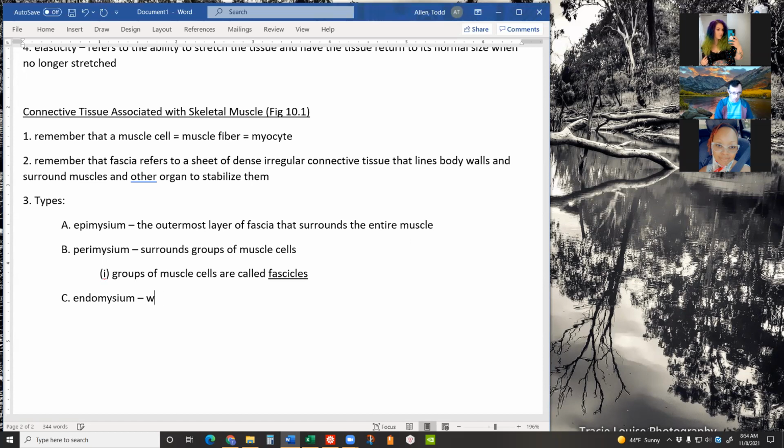It wraps around individual muscle cells, okay? And what is important that you appreciate with these three layers here is that the epimysium, the perimysium, and the endomysium are physically continuous with each other. Let me say that again. The epimysium, perimysium, and endomysium are physically continuous with each other.